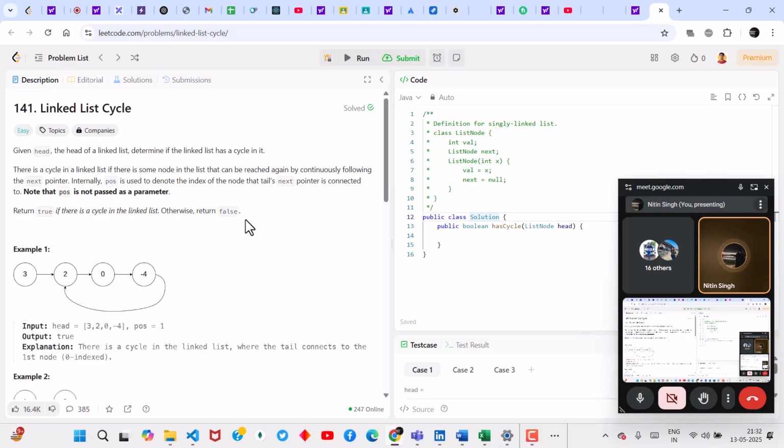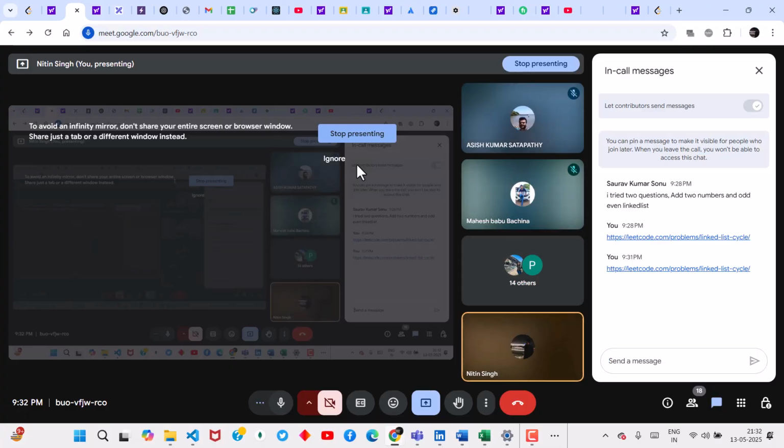Is there anyone who can explain this question to me, like what we have to do exactly? I don't want the solution. I don't want the approach. Just tell me what this question says. Just explain the description part of this question, what we have to do exactly. Anyone who can help me with this?